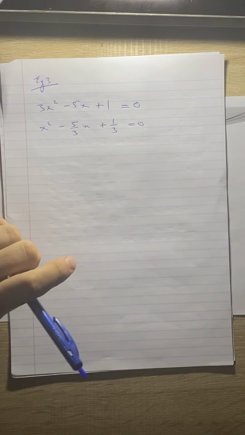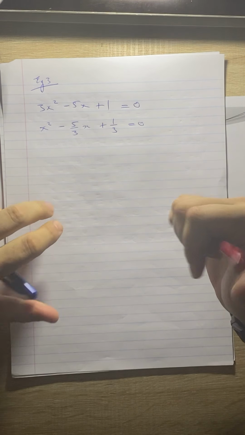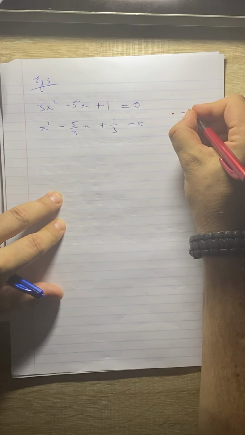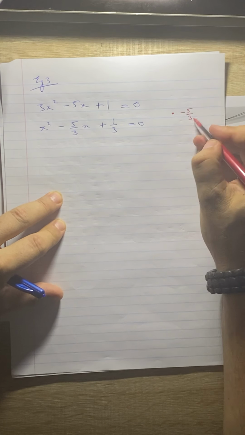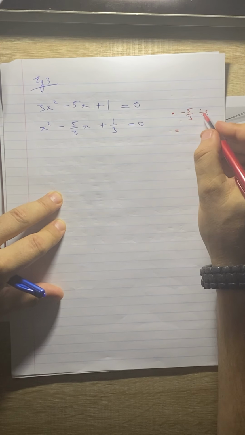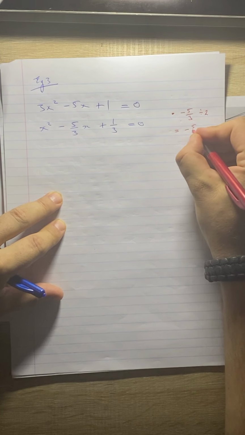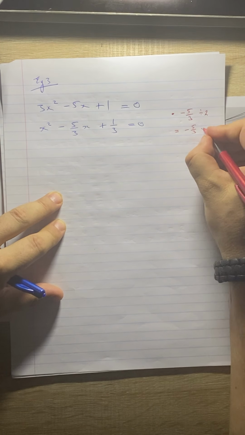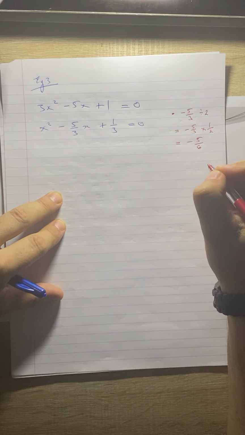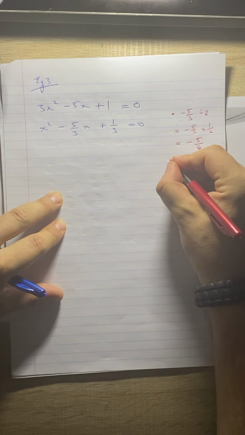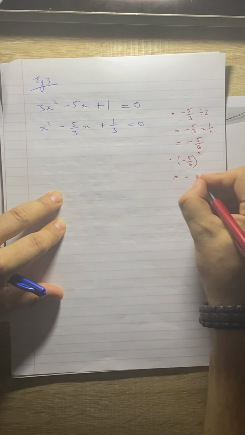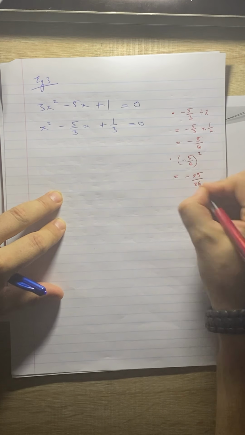Now we can go into taking half the coefficient of x. So the coefficient of x is this, minus 5 over 3. And how do we take half of this? We just divide by 2. Now remember with your fractions, you can tip and times this. So it's minus 5 over 3 times 1 over 2. And that gives us minus 5 over 6. What do I do with that minus 5 over 6? I take it and I square it. And that gives us minus 25 over 36.